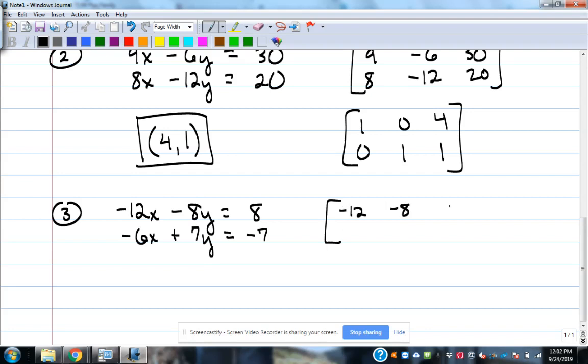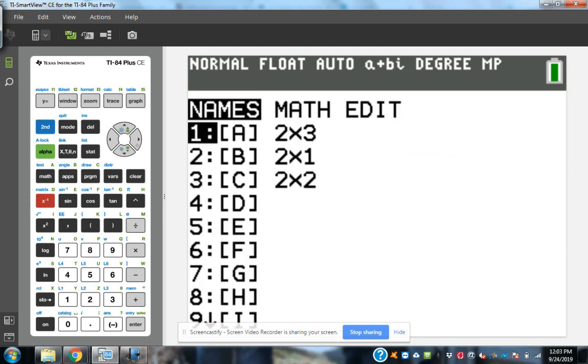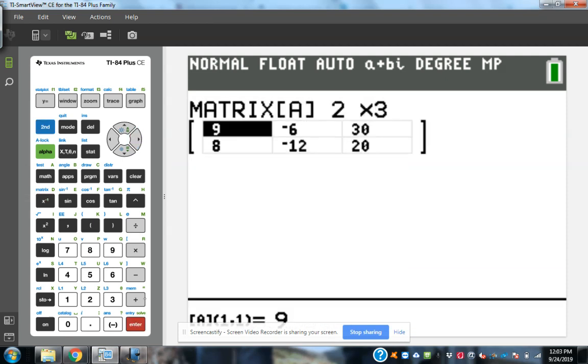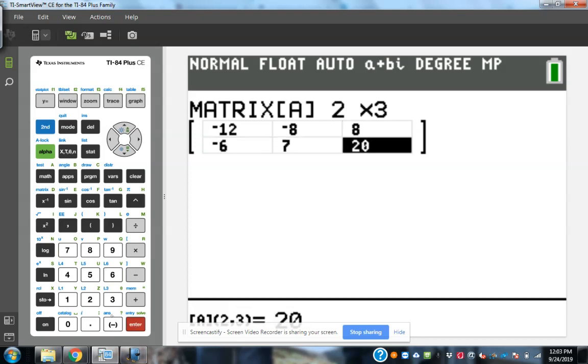Again, I'm just writing the matrix there so that you've got something to go by. Make sure you're typing it in the right way. 2 by 3 on this one. Second matrix, edit. 2 by 3. -12, -8, +8, -6, +7, -7.